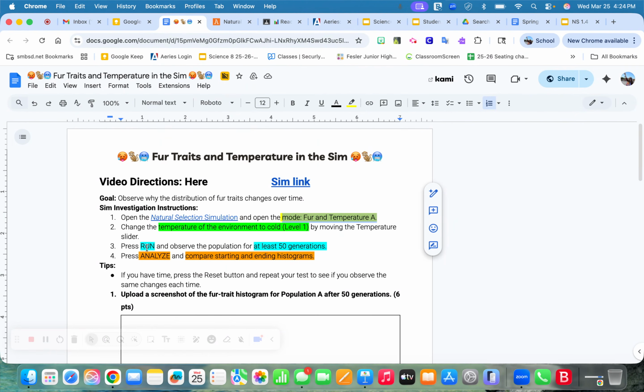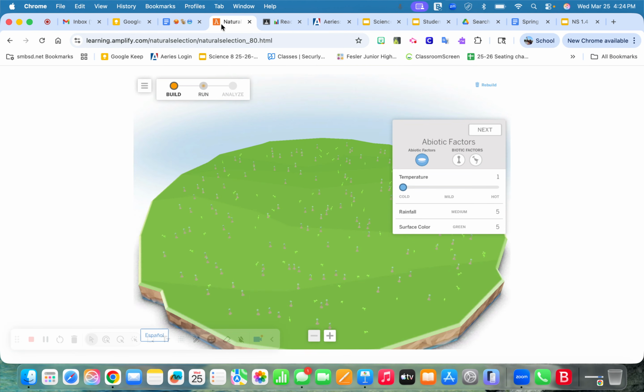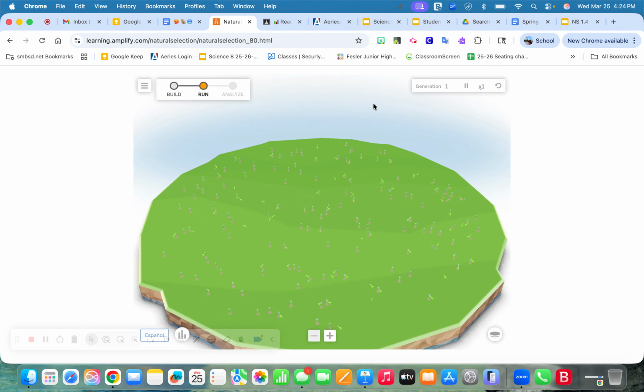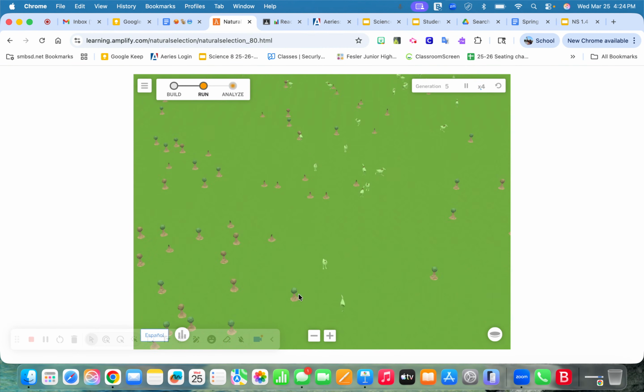Then we're going to press run, and we're going to let the population go for at least 50 generations. I'm going to press run up here. You can see them moving around, and you can see what generation we are on. I'm on generation 1. We will be here forever unless we fast forward. Right here where it says times 1, take it and go to times 4, and that's going to speed it up. You can zoom in and watch and see what happens.